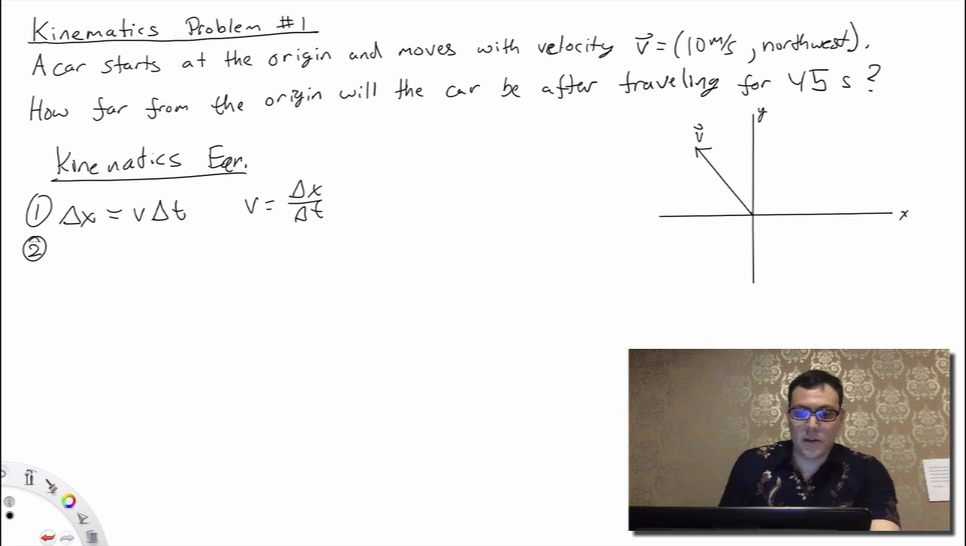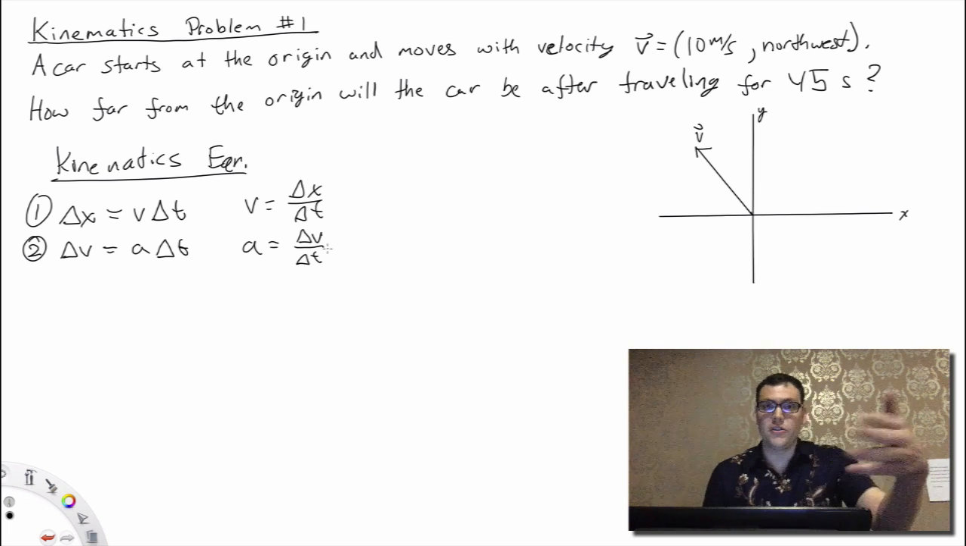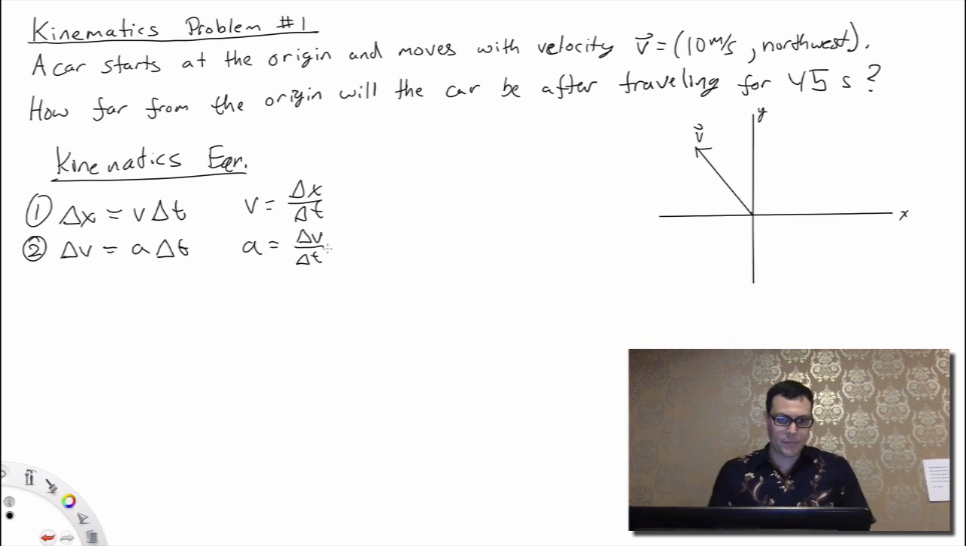The second kinematics equation is that the change in velocity, delta v, is equal to the acceleration times the change in time. And again, this is just from the definition of acceleration. Acceleration is delta v over delta t. It's the change in velocity over the change in time.